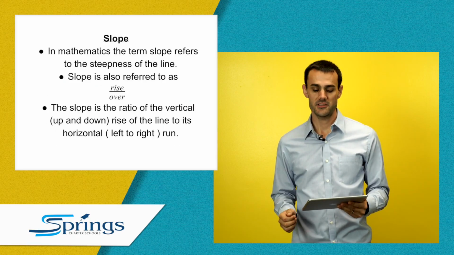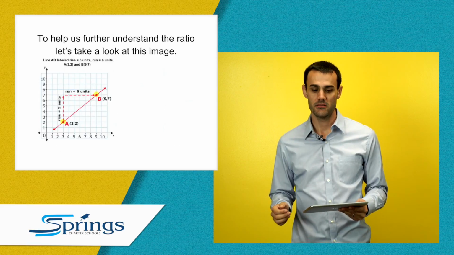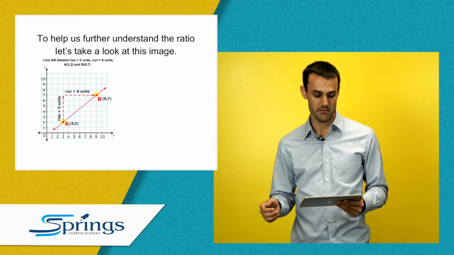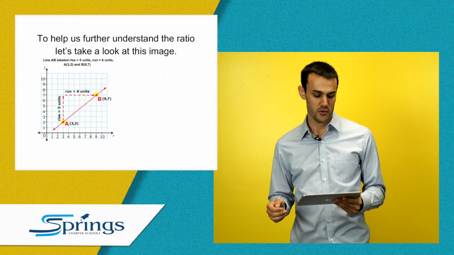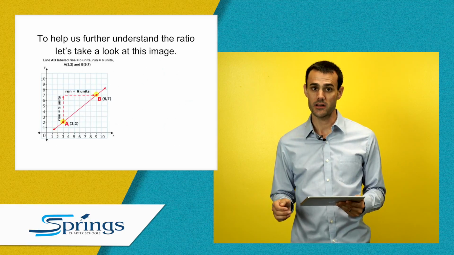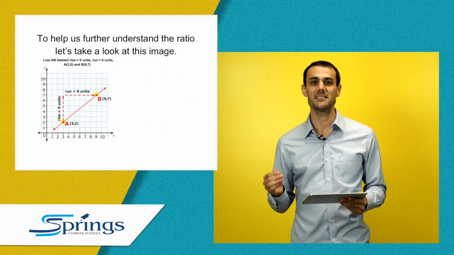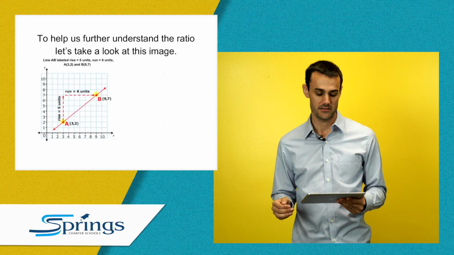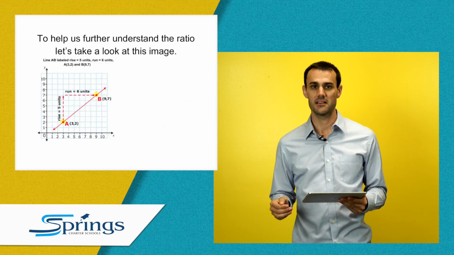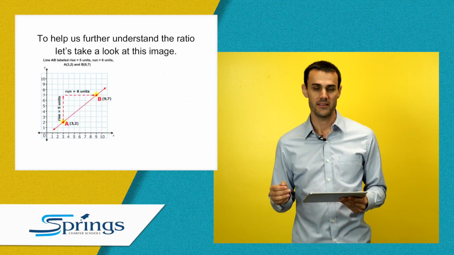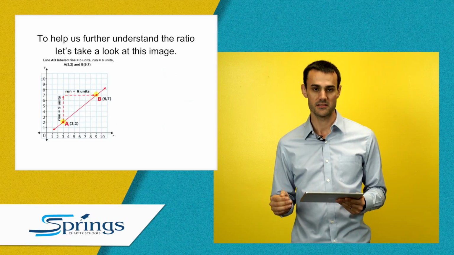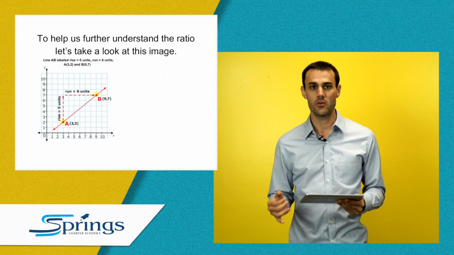To help us further understand this ratio, let's take a look at the image below. We've made a graph for us. You can see here that this is the line AB. Now, you can see that the first yellow and red dot, which is A, located at the coordinate 3, 2, crosses exactly in the corner of one of the boxes. And the coordinate B, also in red and yellow, is listed as the coordinate 9, 7. This is the other spot where this line crosses exactly in the corner of one of the boxes on the graph. So now we have our two coordinates we're going to be working with.